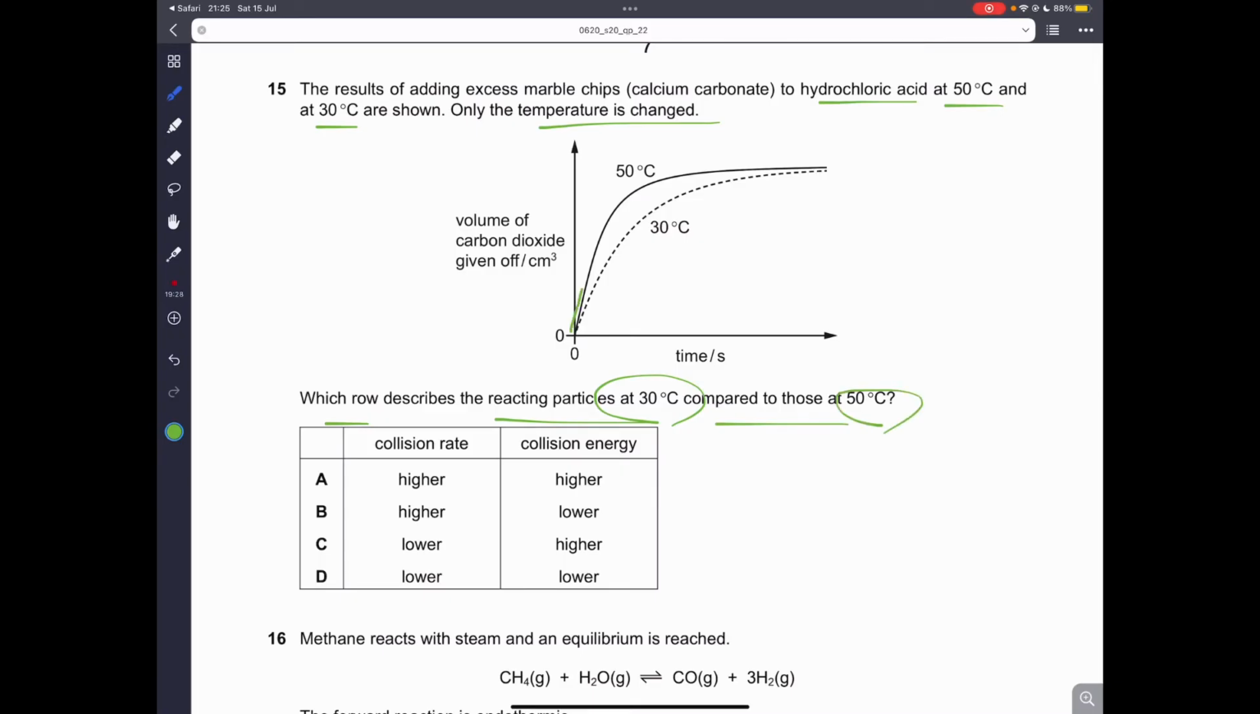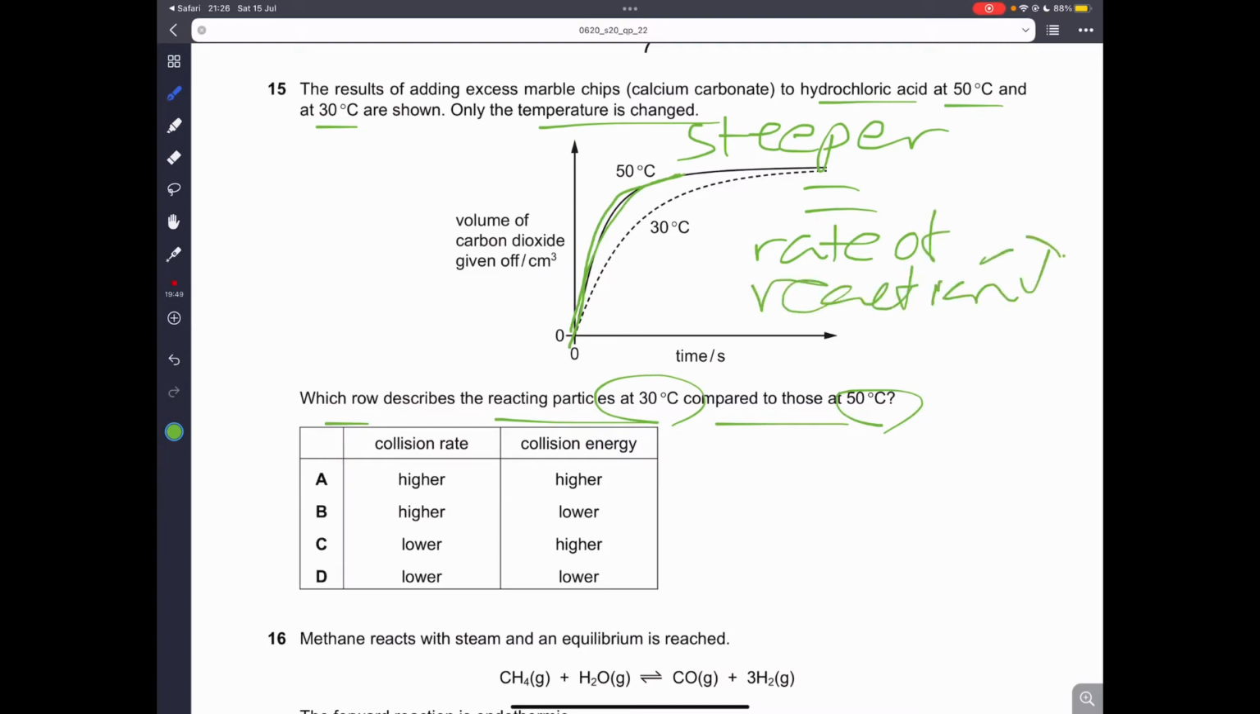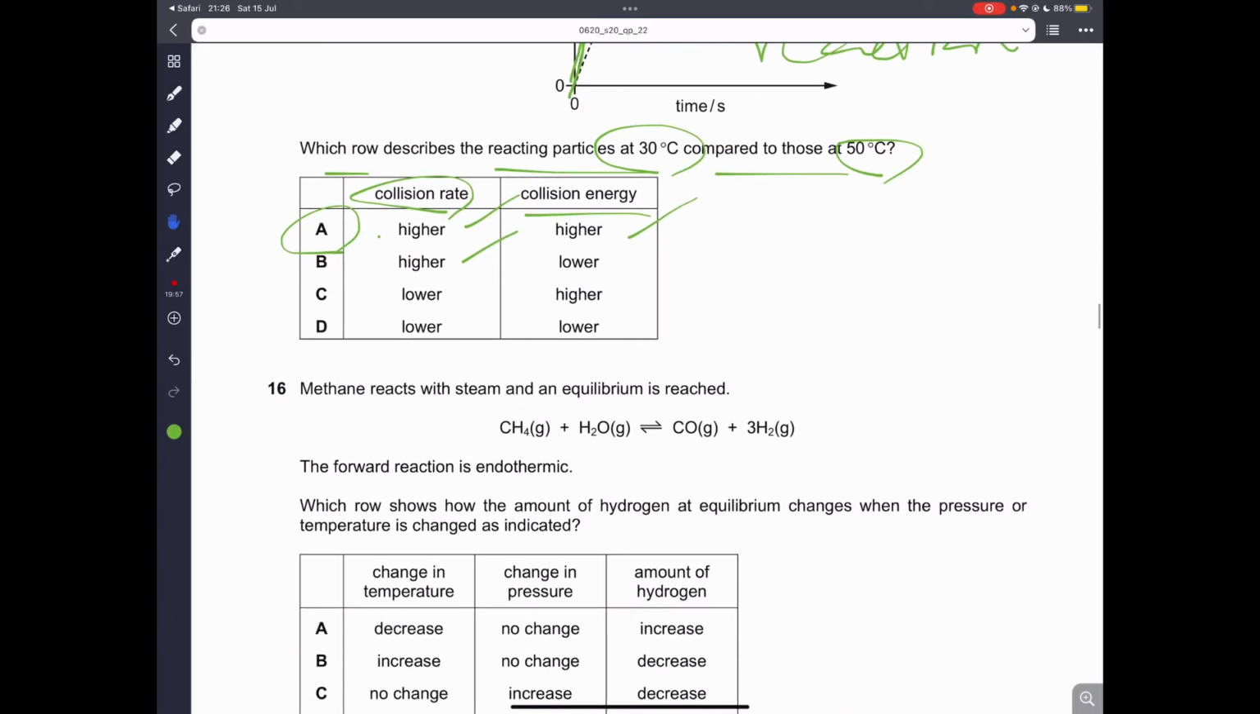Okay, we can see that the gradient of the 50 degrees Celsius is actually much steeper, and the 30 degrees Celsius graph is actually less steep. So if the gradient is steeper, it means the rate of reaction is actually higher. And if the rate of reaction is higher, the collision rate is higher, and the collision energy is higher. Therefore, A is the correct answer.